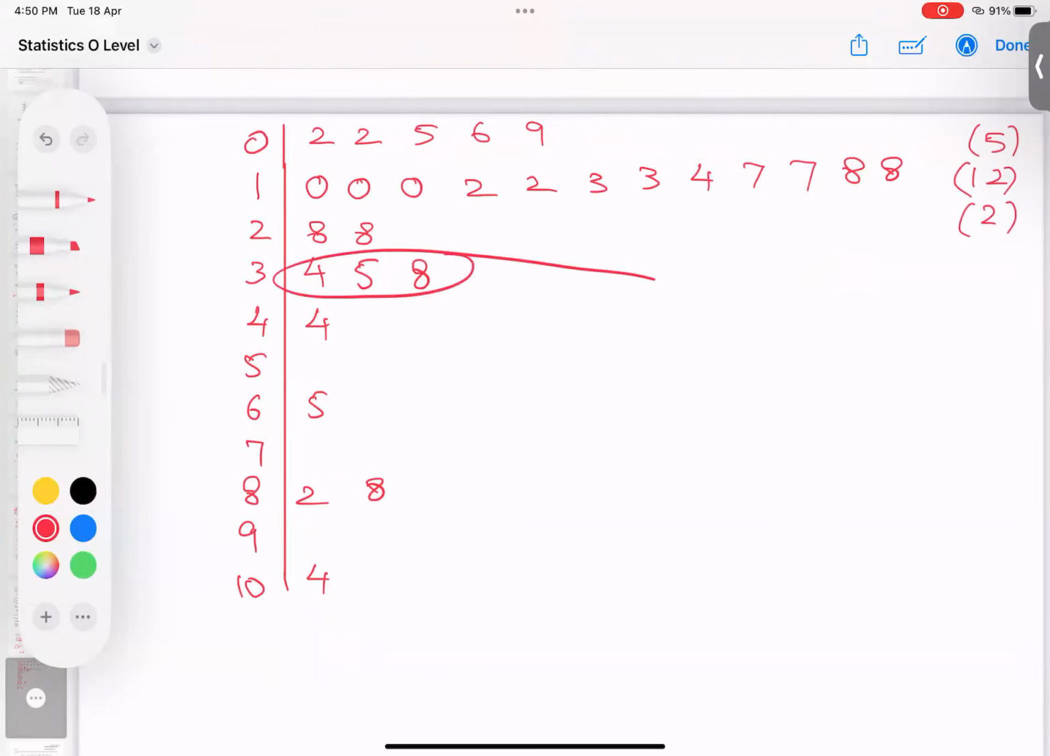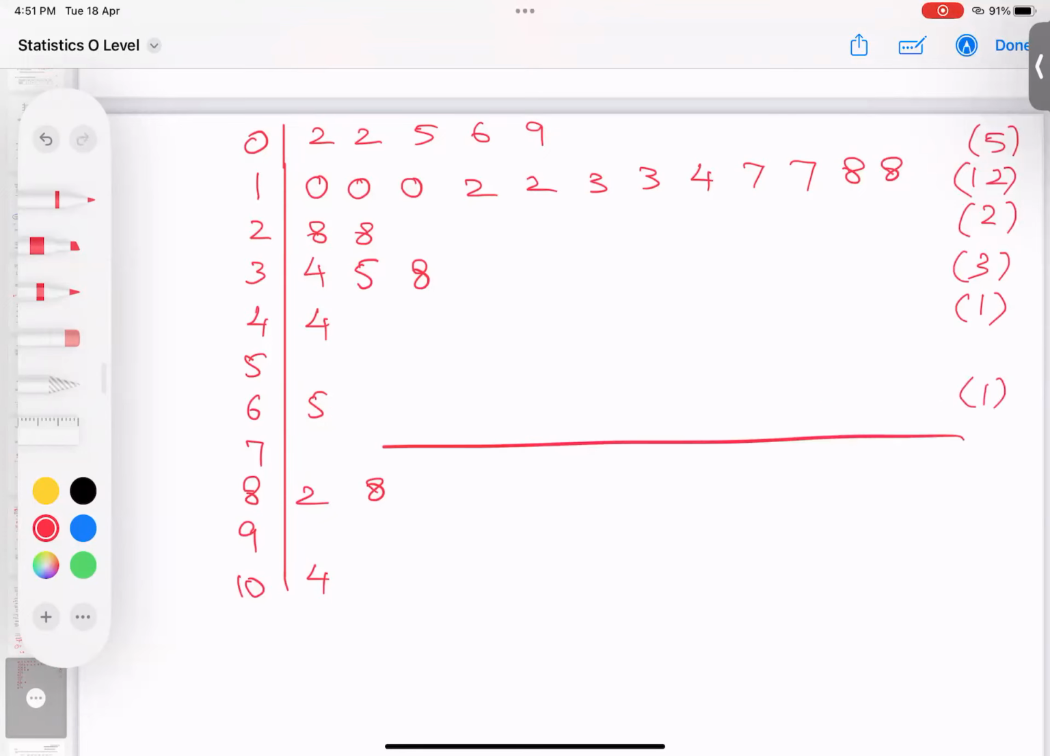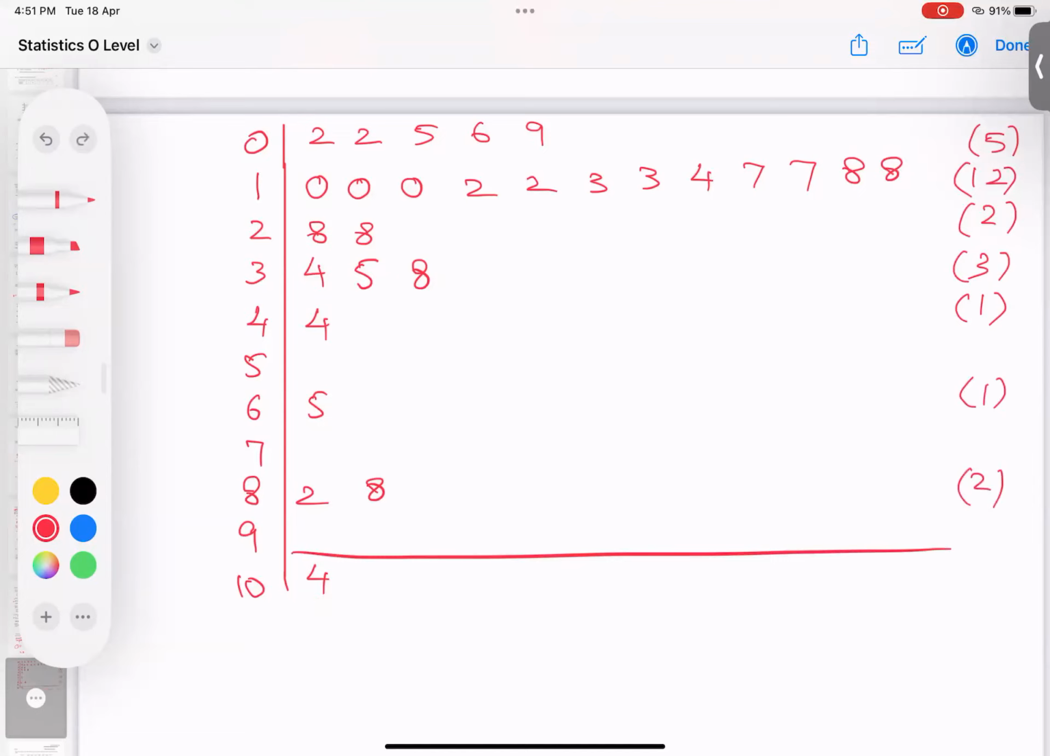How many values do I have? 3. I write in front of here 3. How many values do I have? 1. So I'm writing here 1. How many right here? Nothing, so just leave it empty. Here 5. No, sorry, 1 member only. Here nothing. Here 2, so I'm writing 2 in front of it. Here nothing. Here 1, so 1 member. Okay, now check it.